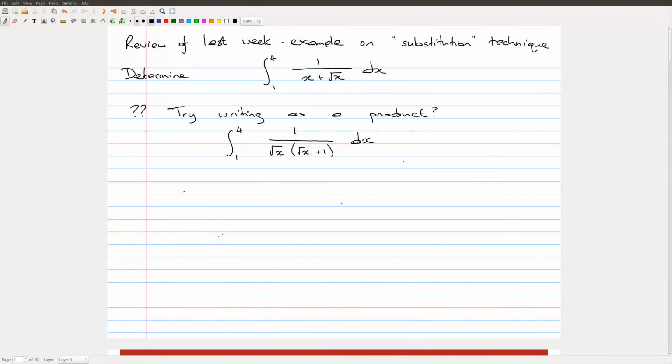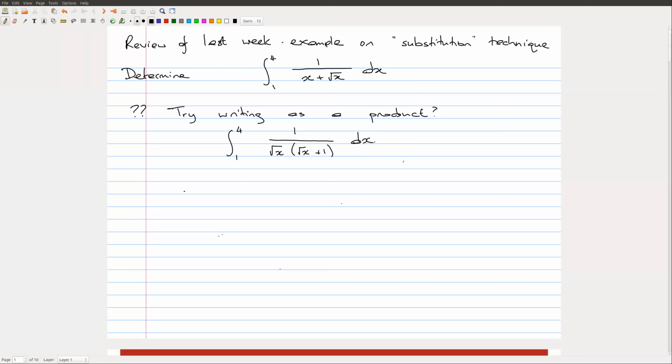And when you're trying to integrate something that's a product, sometimes that's where the substitution technique can apply, because maybe one factor can be called u, and the other factor might appear somehow in the derivative of u. So what do we have? We've got a square root of x plus 1 factor, and a square root of x factor, both of which appear in the denominator of a fraction. So at this stage, we're still on the lookout. Is there some substitution that we could try?